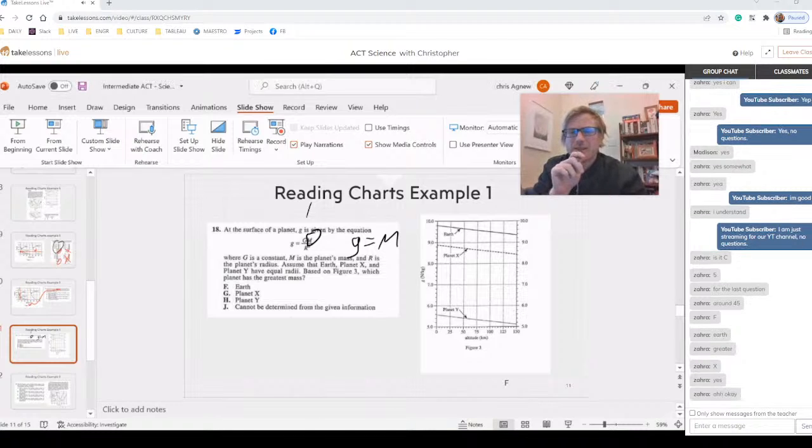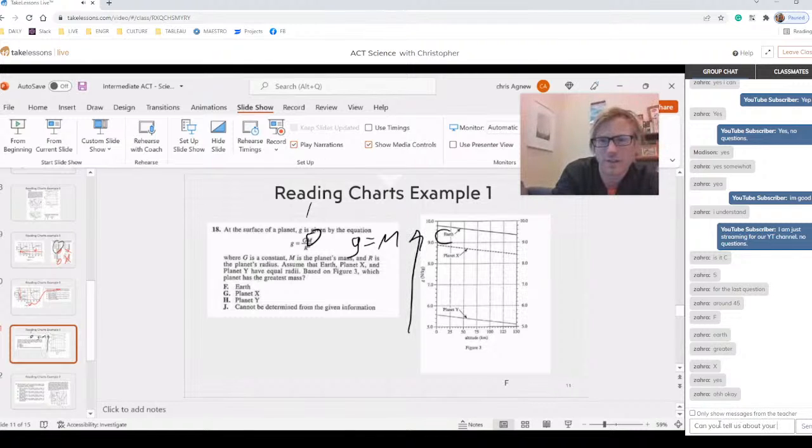Does that make sense? So they canceled out the G by saying it's a constant. They canceled out the R by saying they're all the same, which is the same as a constant. So then basically the G and the R just disappear. And if they just disappear, then you have a lowercase g equals M. And they're asking about M. So if they're asking about M, then all we can compare is the g. And the g is clearly the greatest for Earth. So therefore, the mass must be the greatest.